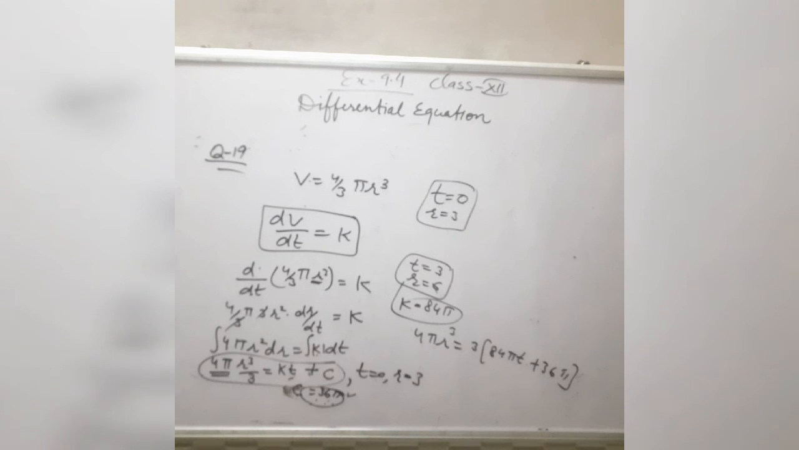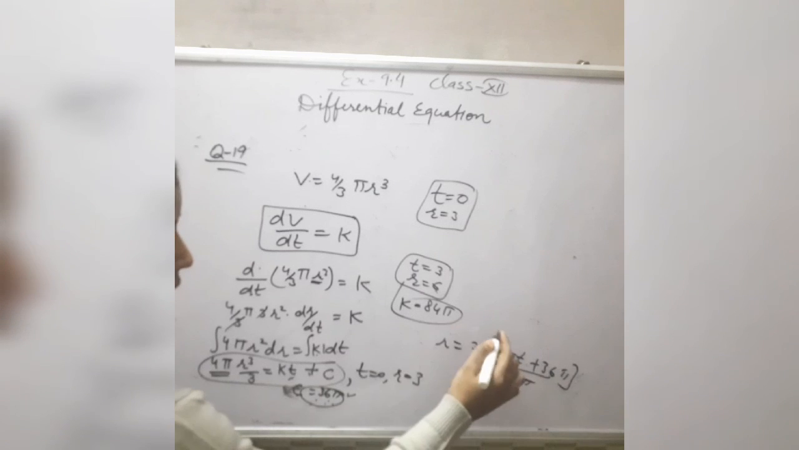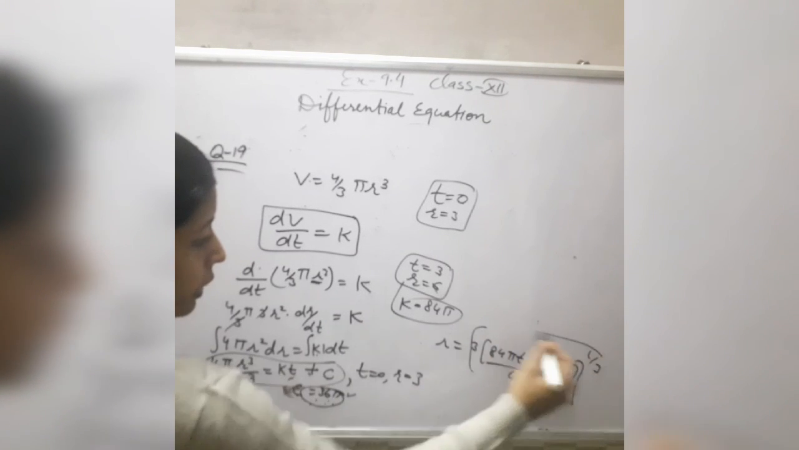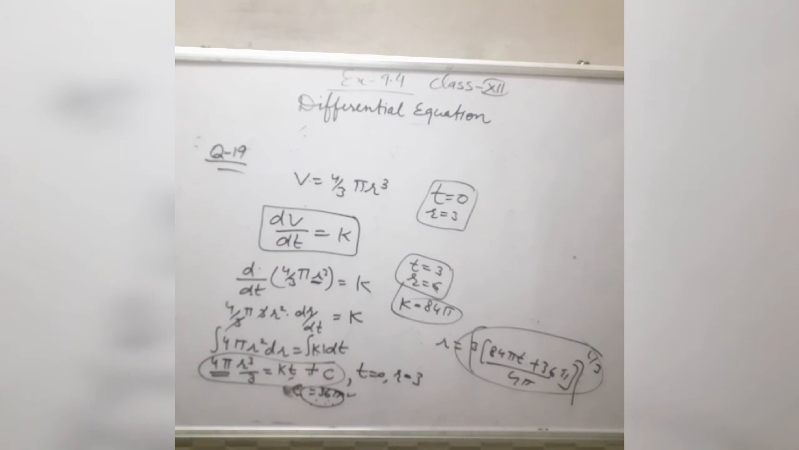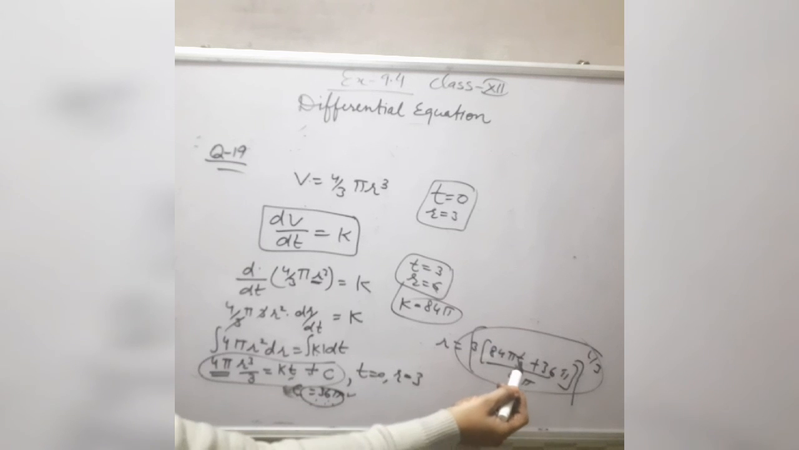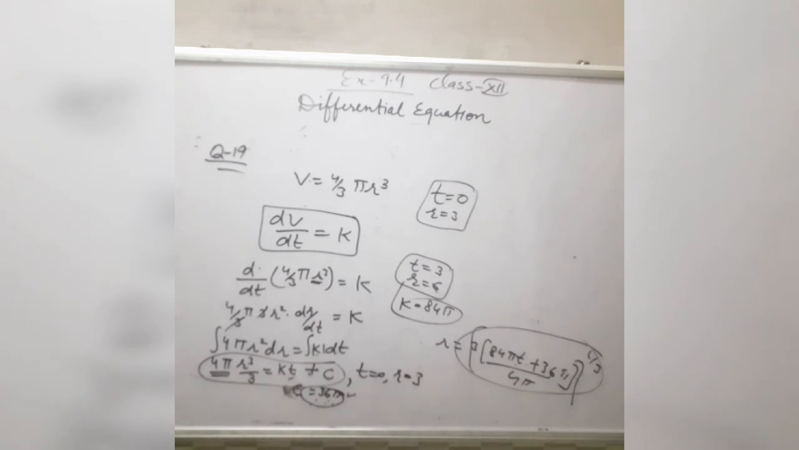So here we have to find the radius of the balloon after t seconds. So after t seconds, from this result you will find the value of r. Shift this 4 pi here, and r cube becomes 1 by 3 of this. So this is the value of the radius at t seconds. If in place of t some other value of t is given to you, then in that case you can put that value of t also. But now you have to find the value of r at t seconds, so t will remain as it is. So this is the value of its radius.